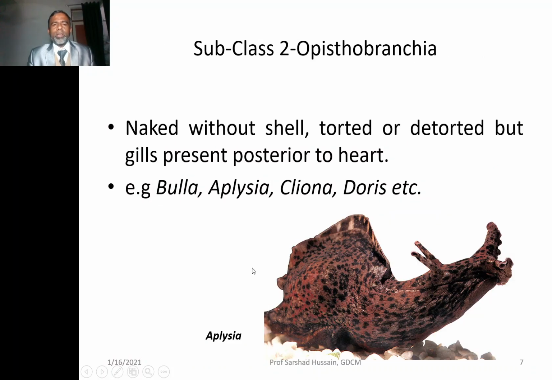Then you have the subclass Opisthobranchia. Opisthobranchia is naked. Naked means without a shell. It is also torted on the dorsal side, or sometimes it may not be torted, but the gills are present posterior to the heart. That is why it is called Opisthobranchia. Gills are present on the posterior side. Examples: Bulla, Aplysia, Eolis, Doris, etc. This is the picture of Aplysia.